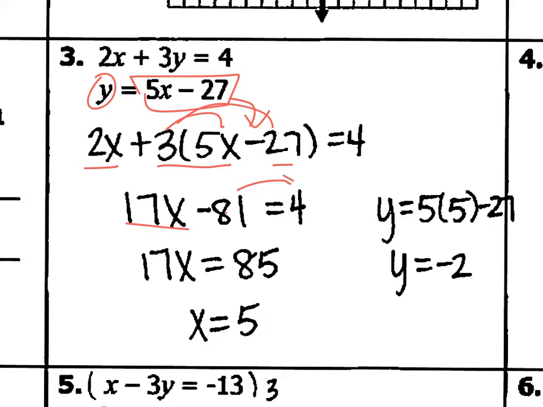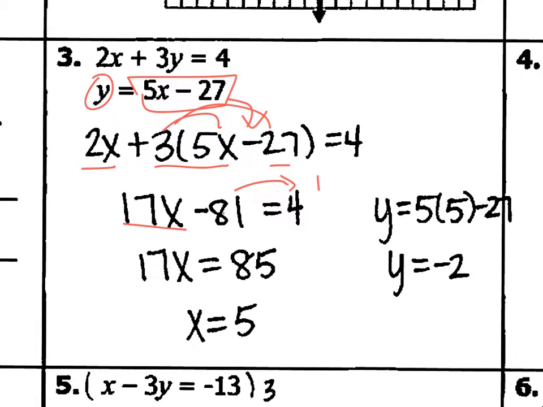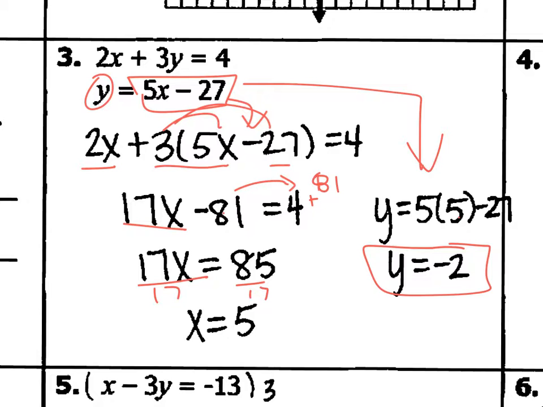They moved the 81 to the other side and added it to the 4. So basically they moved that 81 right there. So 81 plus 4 is 85, and that's what they got right there. They then divided everything by 17 and got x equals 5. In doing that, they plugged it back into the y right here. And 5 times 5 is 25 minus 27 is negative 2. And so your solution is 5, negative 2.